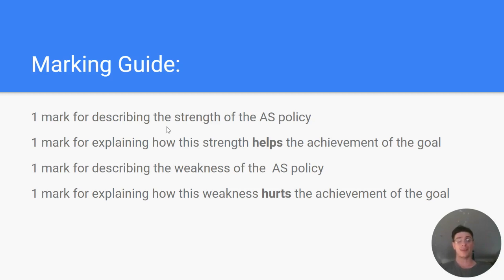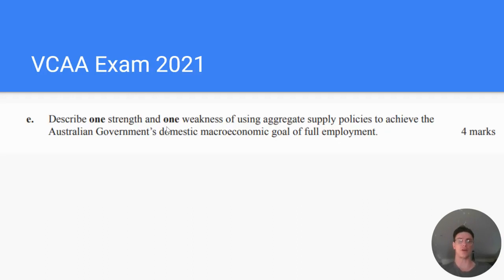The marking guide for this question that I've shown you is going to be the same as what we did with aggregate demand: one mark for describing the strength and then for explaining how that strength helps to achieve the goal, whatever it may be, and the same for weaknesses, how it hurts, how it makes it harder to achieve the goal.